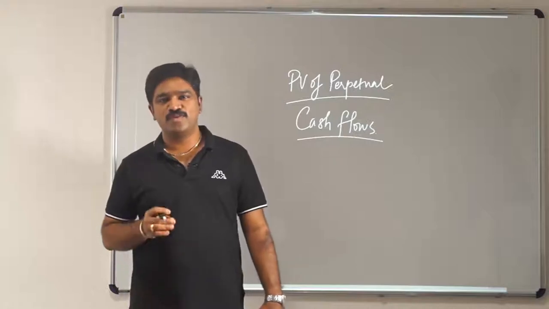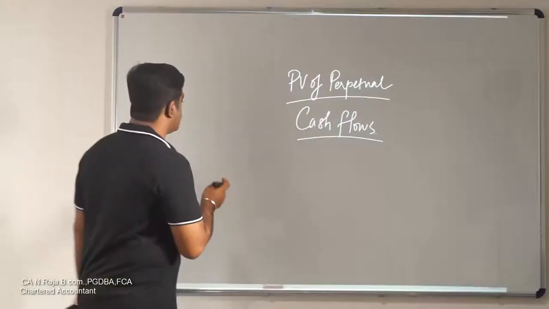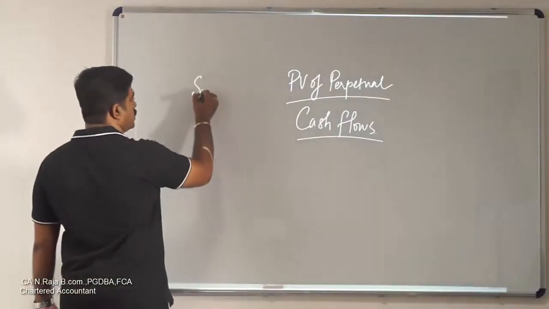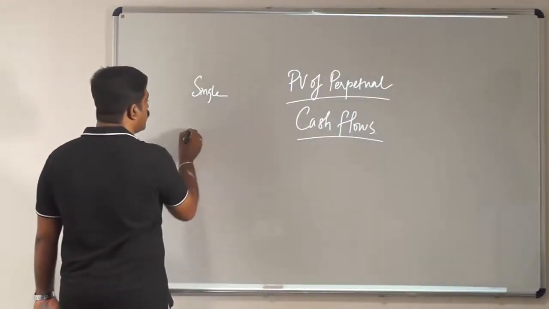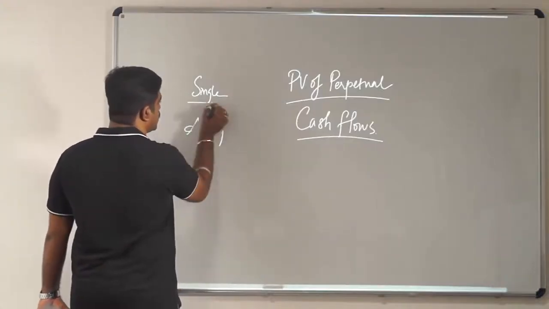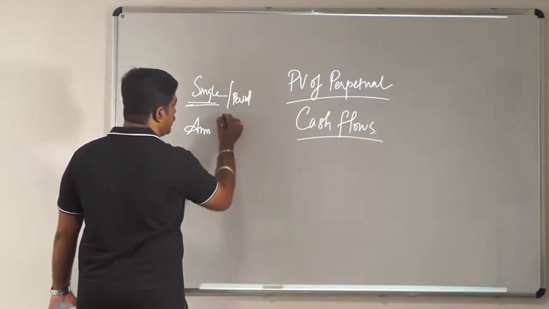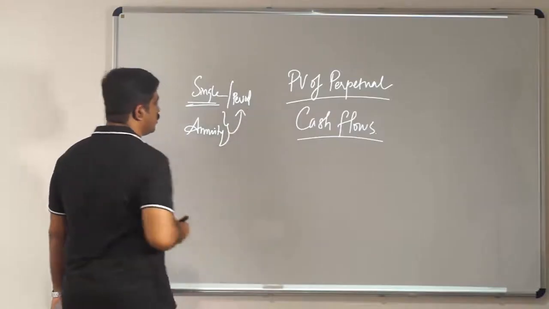Let us understand how to find out the present value of perpetual cash flows. In earlier sessions, we have seen how to find out the present value of a single cash flow. We know how to find out the present value of an annuity. But the single cash flow is related to a particular period, and an annuity is for a given set of periods.